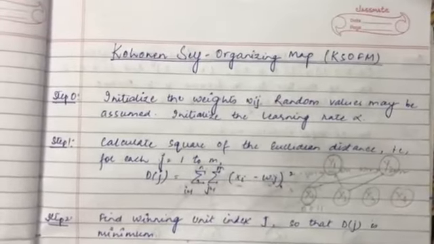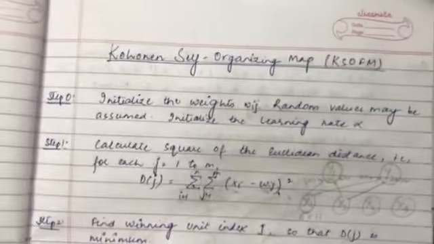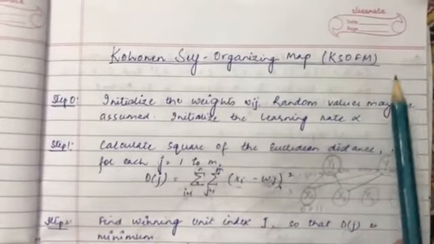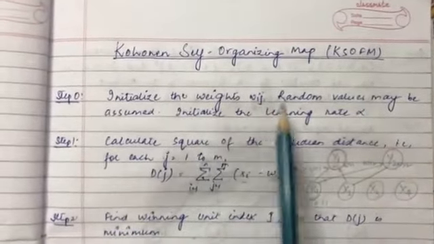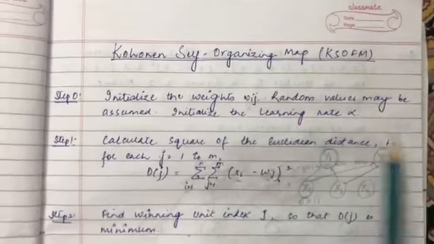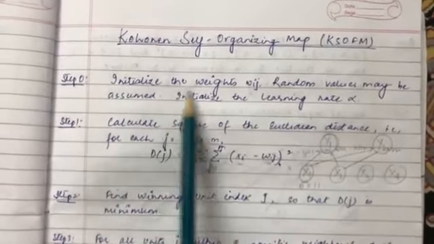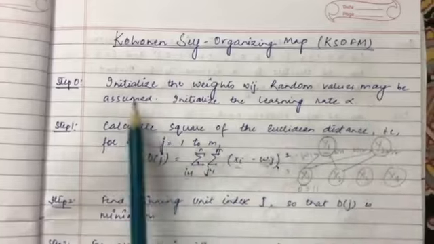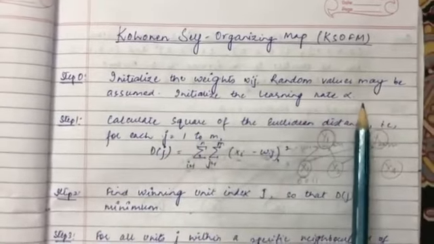Hello friends, in this video I will be talking about Kohonen self-organizing map or KSOFM. So let us understand the training algorithm first and then we'll do a question. Step 0 is to initialize the weights. Random values may be assumed. Initialize the learning rate alpha.